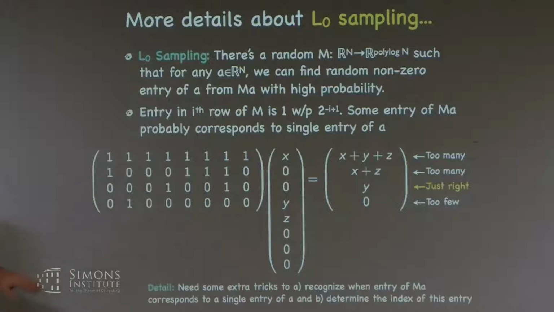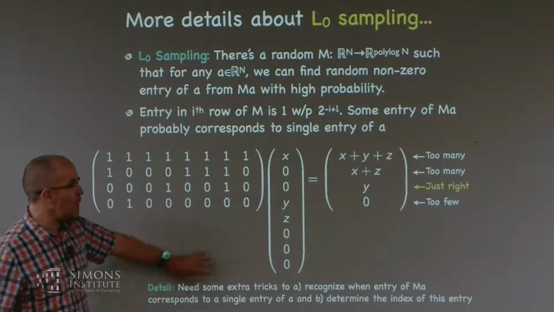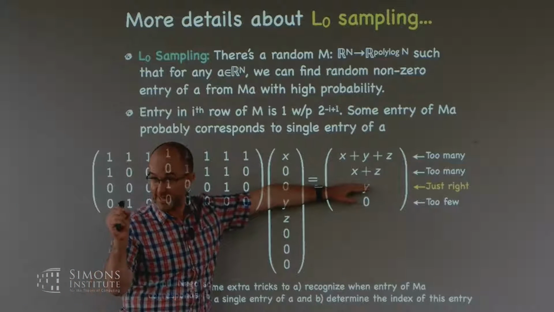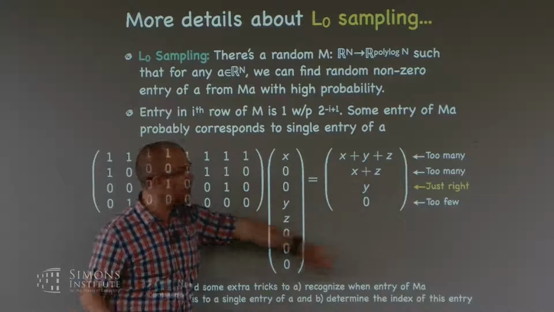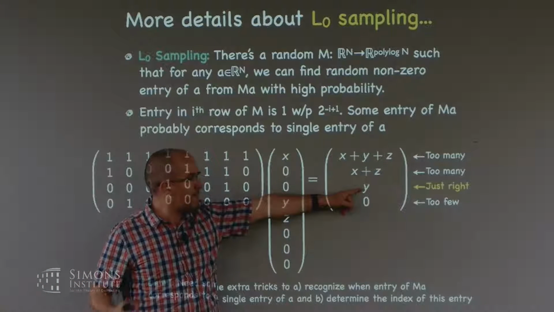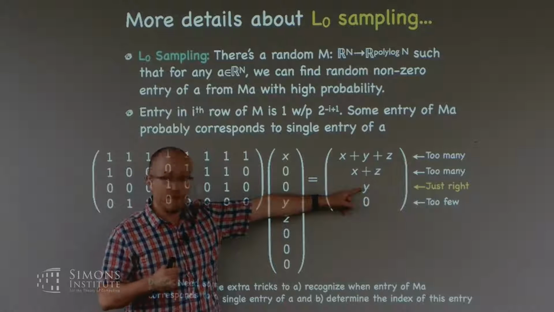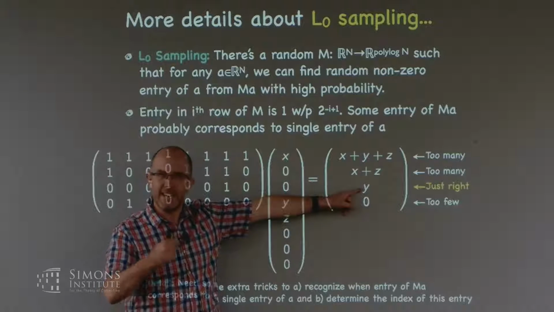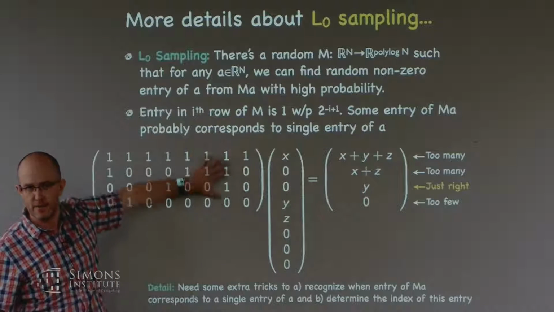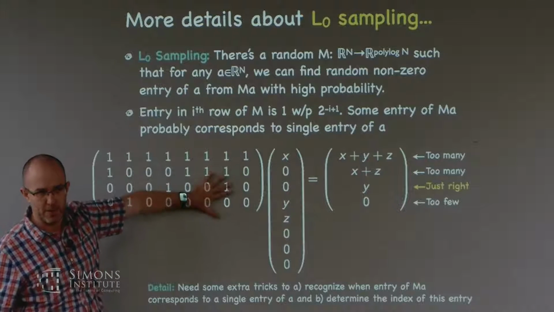Now, obviously, there are some details. If you're just looking at this projection, how do you know when an entry corresponds to just a single entry of A? Well, you can fix that up. This is actually just finding a value of the vector A. But if you want to find the corresponding index, again, you can fix that up. But this is just the general idea behind L0 sampling. I didn't want to leave it too much as a black box.